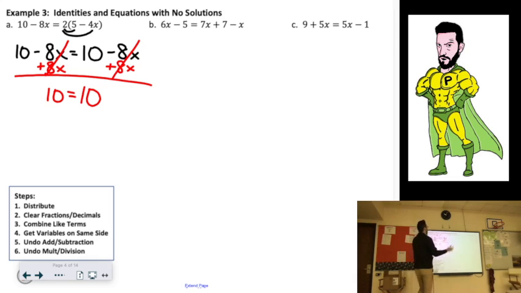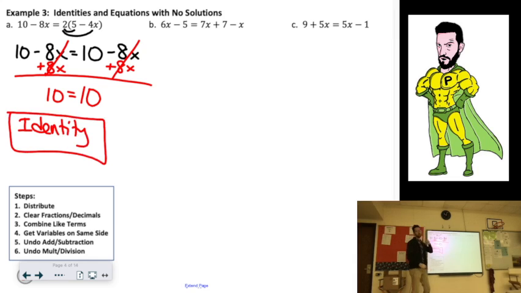Is that true? Yeah, that's true. So if all the variables cancel out, and you're left with something that is true, that's called an identity. Meaning you could substitute in any value in the original equation for x, and it would work out to be true, because it came out to the same thing on both sides of the equal sign. These are like rare special occasions.